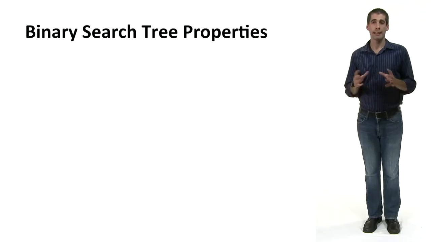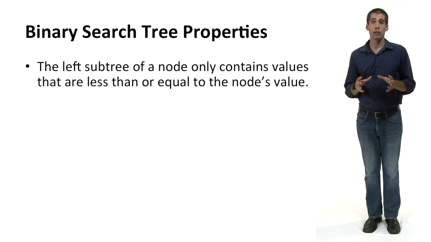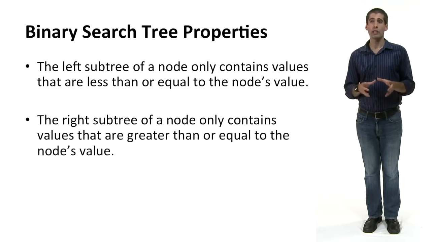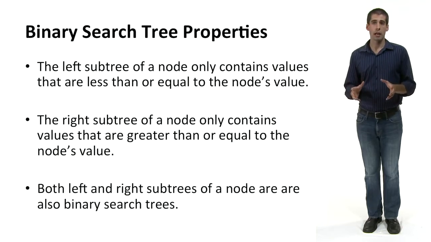One way to keep a list of numbers sorted while simultaneously allowing one to add or remove numbers from this list is by using something called a binary search tree. A binary search tree is a data structure that has 3 properties. First, the left subtree of any node contains only values that are less than or equal to the node's value. Second, the right subtree of a node only contains values that are greater than or equal to the node's value. And finally, both the left and right subtrees of all nodes are also binary search trees.